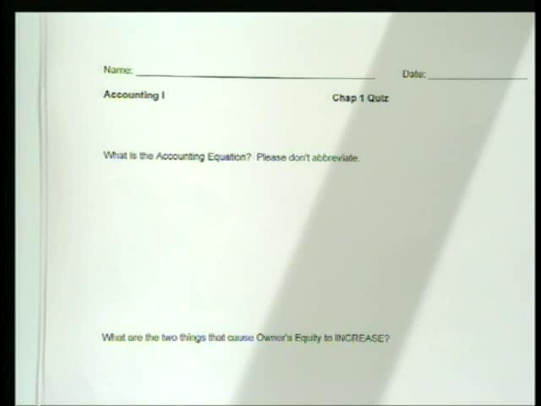For you folks at home, you might just even want to pause before we go over the answers after you see the questions and see if you were able to answer these, because these are very important concepts. Okay? So going over to the screen, the first question that I asked is, what is the accounting equation? Assets equals liabilities plus owner's equity. That always has to maintain equality, okay?